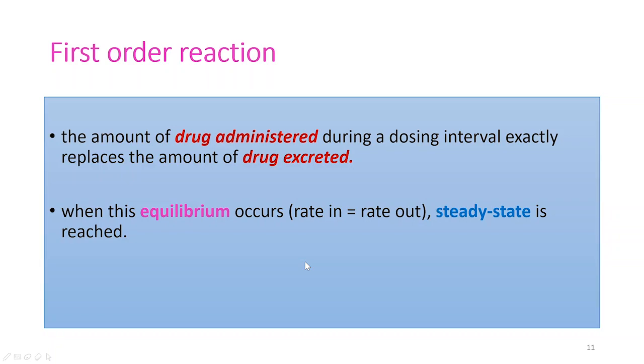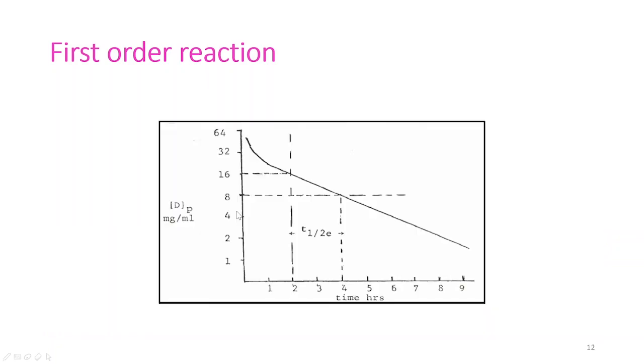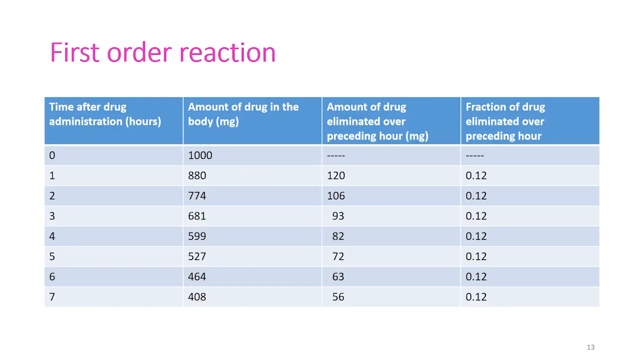This graph here is an example of a first order reaction. When we graph, the y-axis is the dose or the amount, the concentration of the drug, while on the x-axis, we plot the time. In this graph, at 0 hour, we give 64 milligram per mL of the drug, and as time goes by, the amount of the drug decreases because part of the drug has already been eliminated. Okay, look at this table.